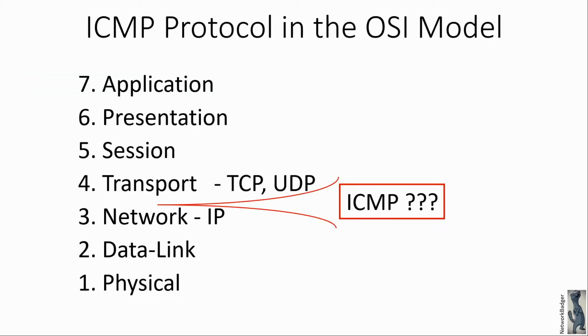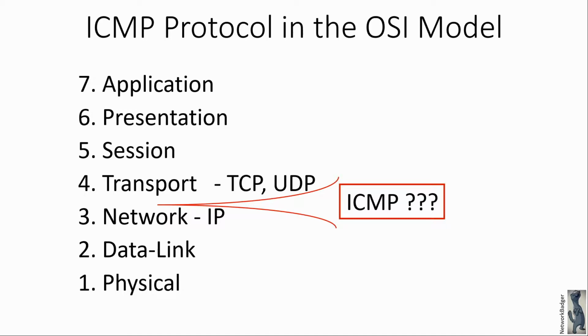So let's start with determining where ping and traceroute reside in the grand scheme of things. If you're familiar with the 7-layer OSI model, you will not find ping or traceroute in one of the layers because these tools are hidden under the umbrella of a protocol called ICMP. ICMP stands for Internet Control Message Protocol.